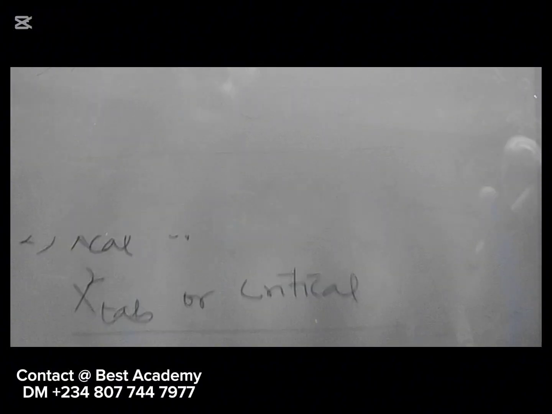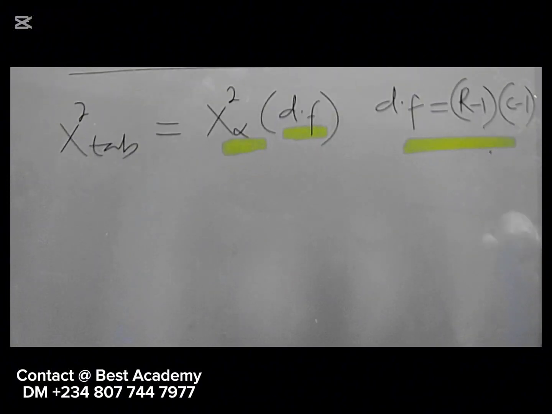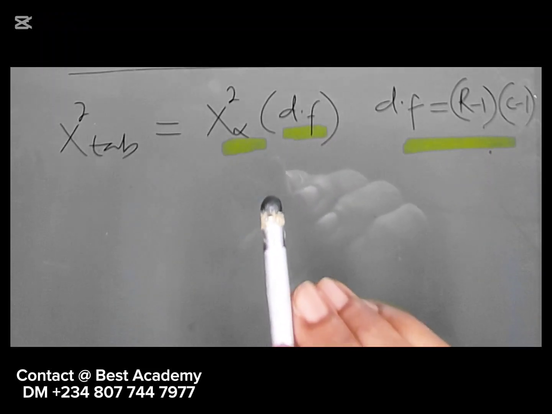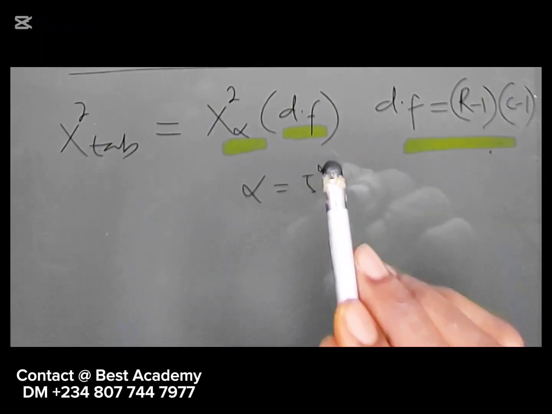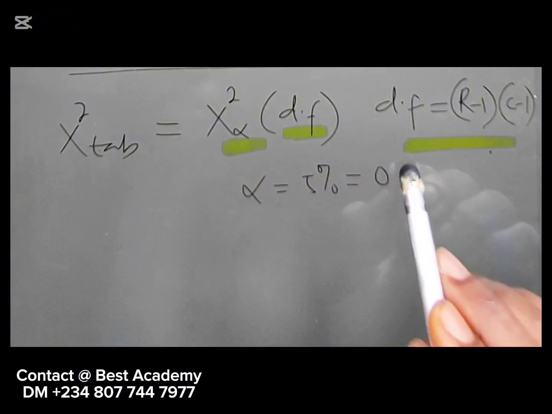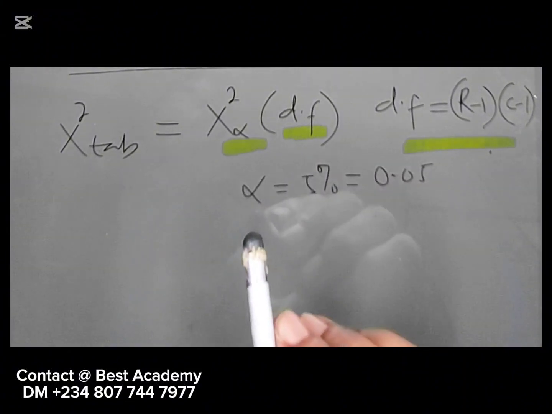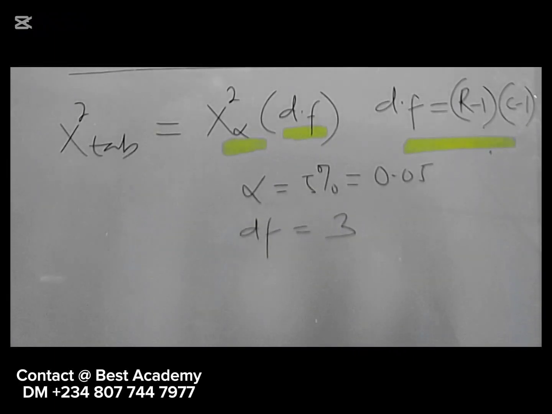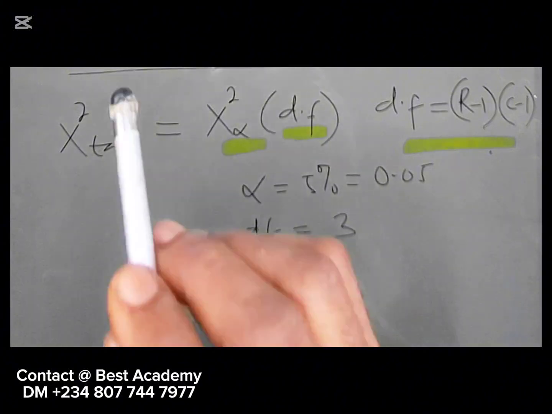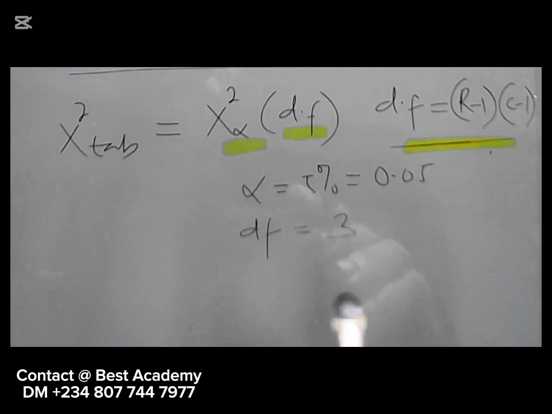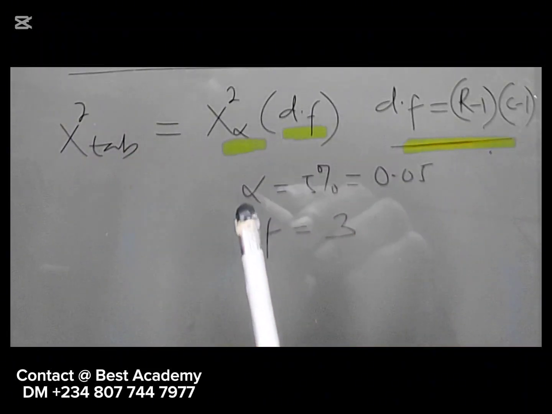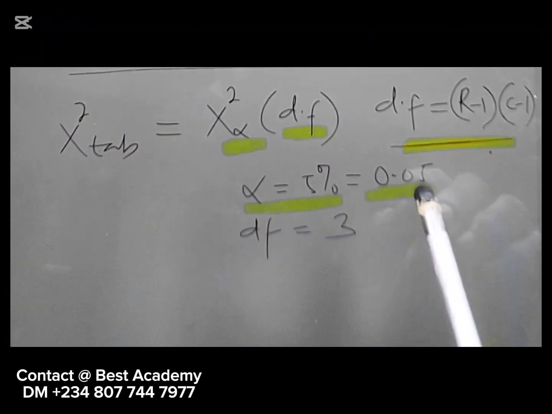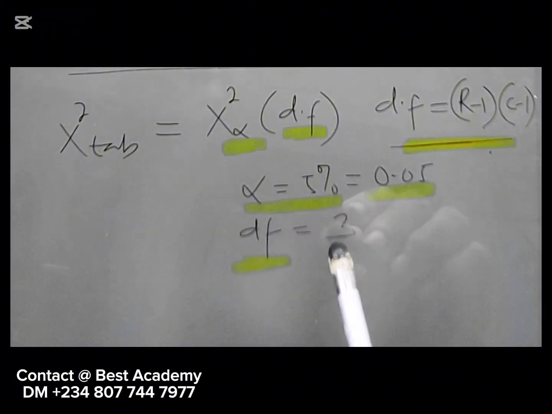Now let's see how to do this. For example, if I'm given alpha equal to 5%, which in decimal is 0.05, and the degree of freedom, which I'm going to show you how to find, is 3, how do we find the chi-square tab from the table? Under this assumption, how do I locate that in our table?